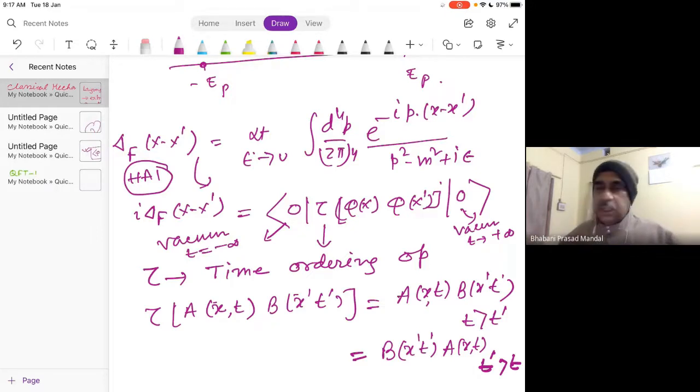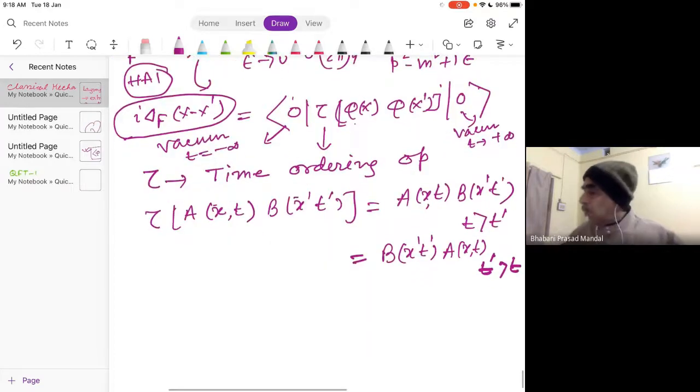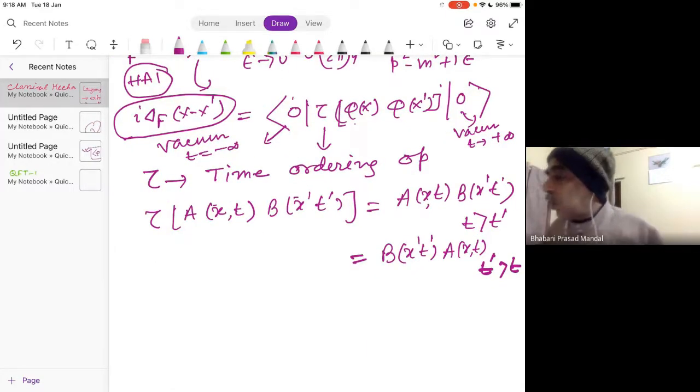After finishing our activity, the system will again be in equilibrium. Those equilibrium states are the ground states at minus infinity and plus infinity. So the Feynman propagator is nothing but the time-ordered product of the field variables phi(x) and phi(x'), and its vacuum expectation value. This is called the Feynman propagator. And what is the physical meaning that we are going to see?